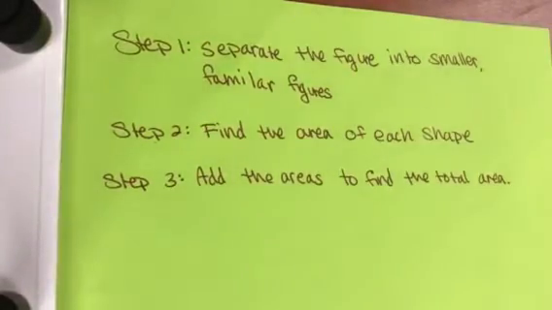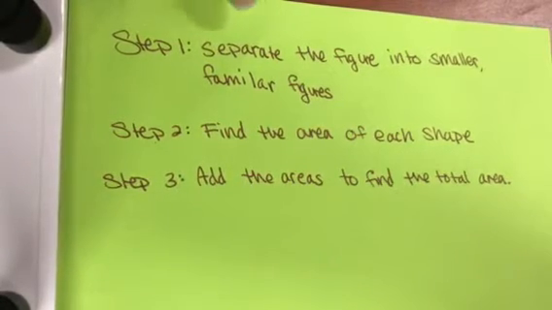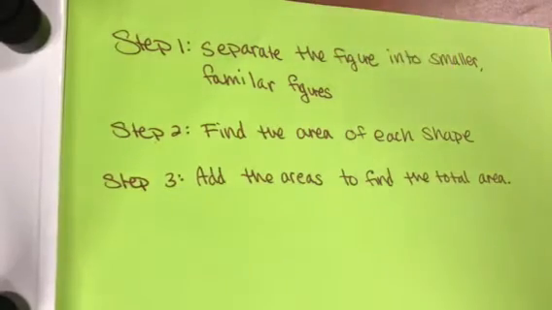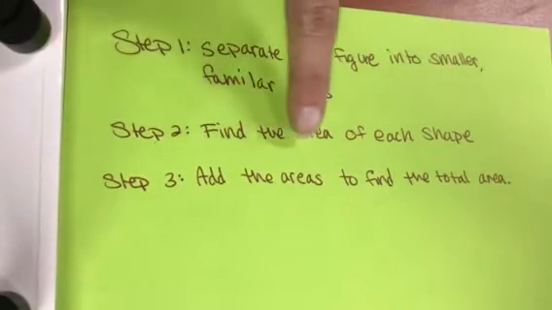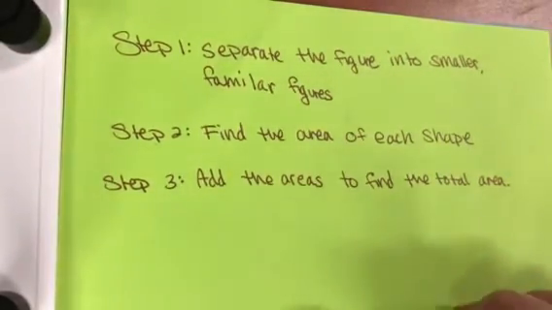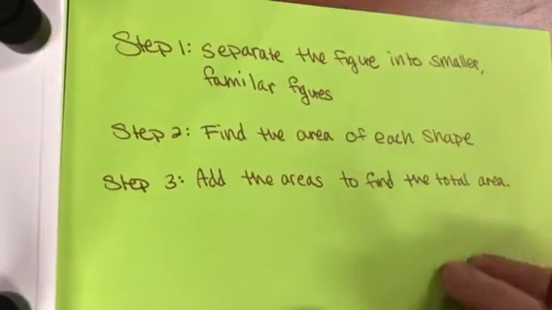Step one is to separate the figure into smaller, familiar figures. We're using the word familiar because if you're separating it into a figure that you can't find the area of, you're going to mess up. So make sure it's a square or a rectangle or a triangle, something you can find the area of, something that's listed on your formula chart. Step two is find the area of each shape. Use your formula chart for that. Step three is add the areas to find the total area. You need to write these down. We may ask you about one of these steps on your video quiz, so make sure you know step 1, step 2, step 3.